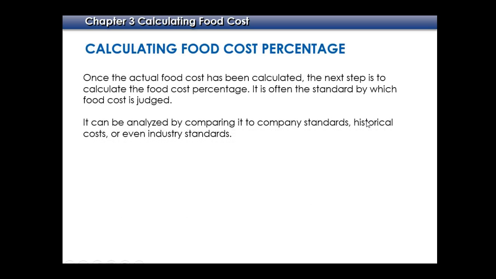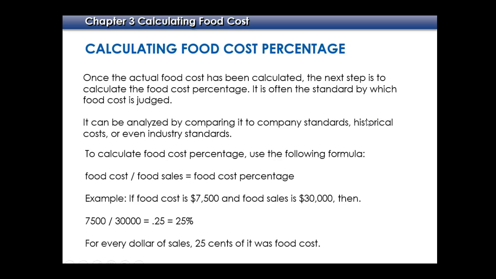So when we're doing it as a percentage, once the food cost has been calculated, the next step is to calculate the percentage. This is how you normally, they say judged. I don't like how they put that, judged. This is how you can analyze it better. It can be analyzed by comparing it to company standards, historical costs, industry standards, your standards, your budget. So in order to calculate it, you take the food cost divided by the food sales.